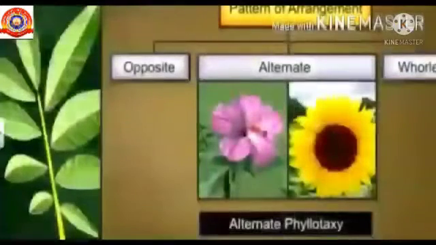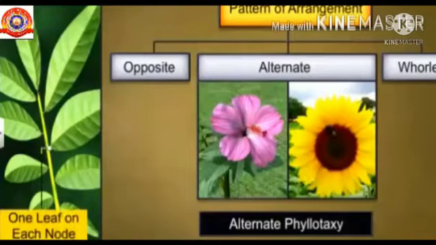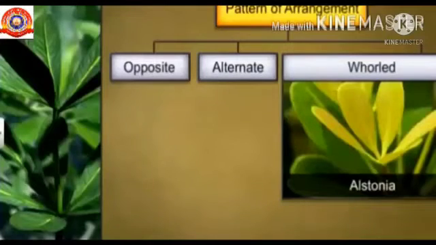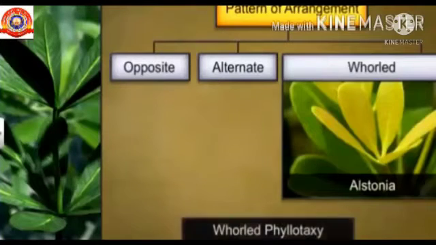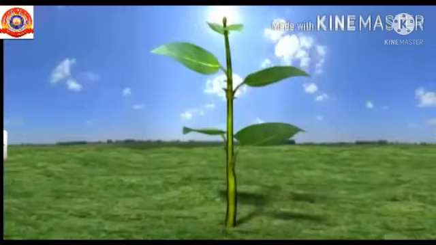Next, in alternate phyllotaxy, only one leaf arises at each node, and the leaf at the next node is in the opposite direction. This type of arrangement of leaves is commonly seen in hibiscus and sunflower plant. Finally, in whorled phyllotaxy, two or more leaves appear at a node forming a whorl, as in Alstonia, commonly called Edilam pala. So, my dear students, now you know how each plant gets maximum sunlight, right?